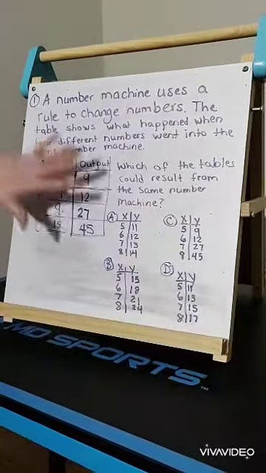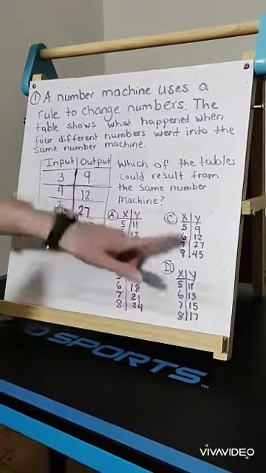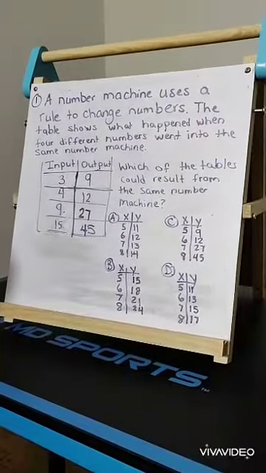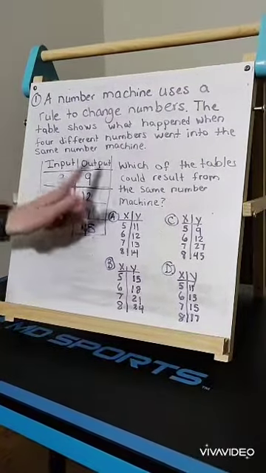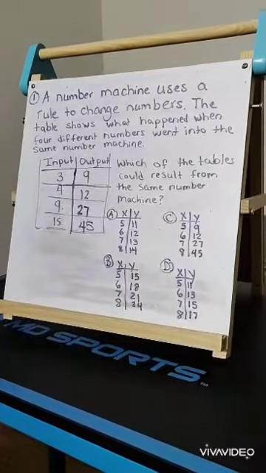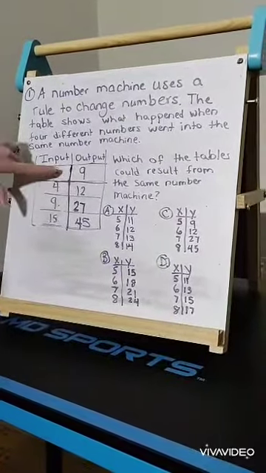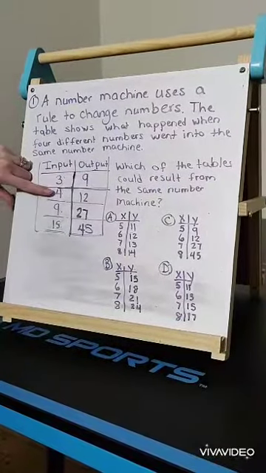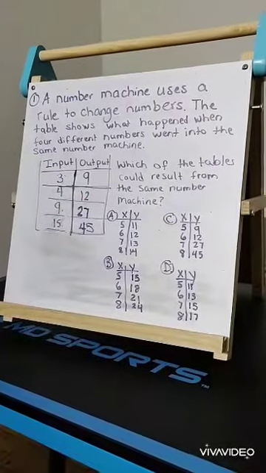So we need to find the rule over here and then see which of the examples over here uses that same rule and therefore could be the same number machine. Okay, over here my numbers are getting larger, so most of the time that's either an addition or multiplication operation, so I'm going to see what works. So I'm thinking 3 plus what equals 9? 3 plus 6 is 9. So I try down here, 4 plus 6 would equal 10, not 12, so addition doesn't work.